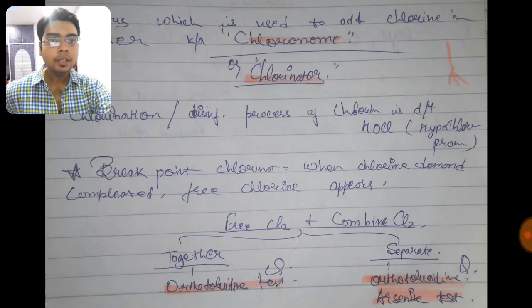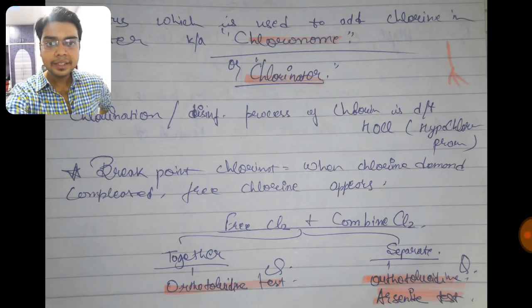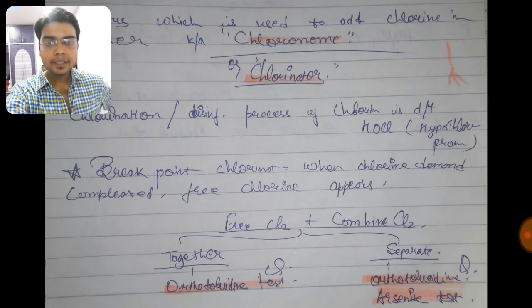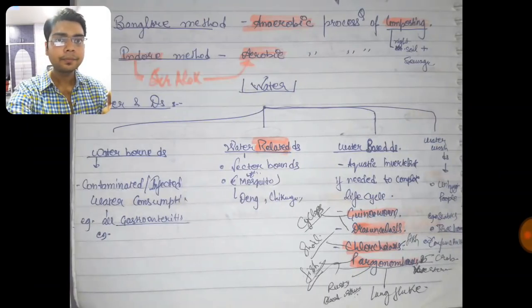Now there are two different tests, that is the orthotoluidine test and the orthotoluidine plus arsenite test. So the orthotoluidine test is for measuring both the free chlorine as well as combined chlorine, while the orthotoluidine arsenite test measures them separately. So both are separate, different questions.